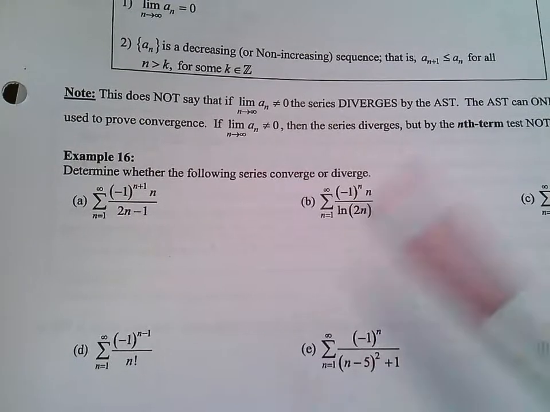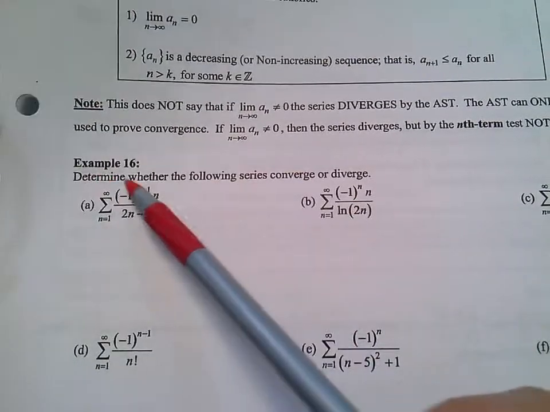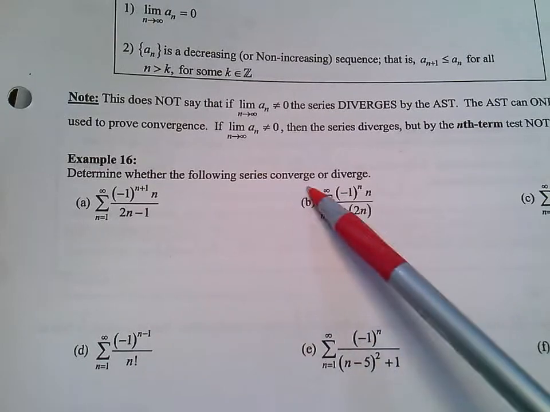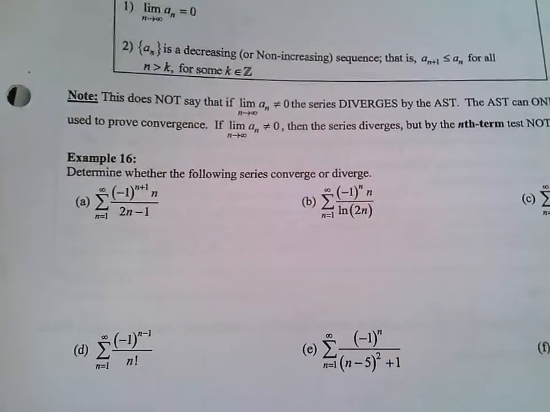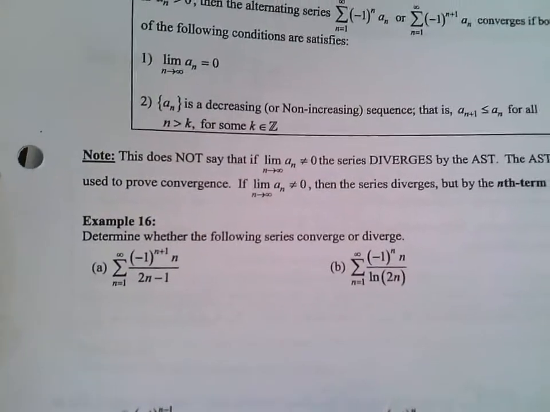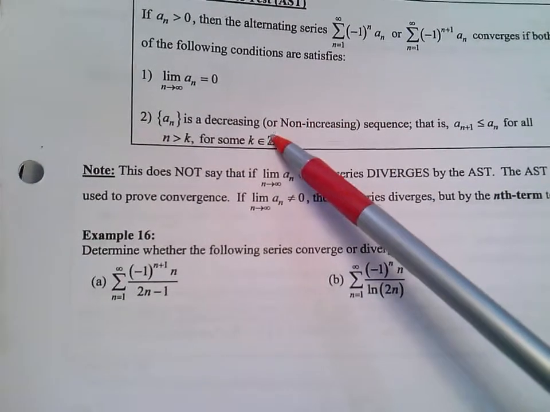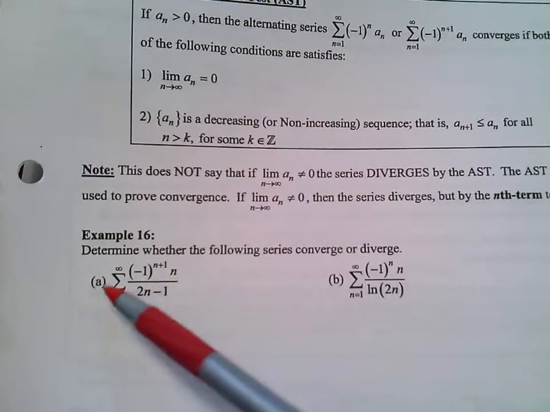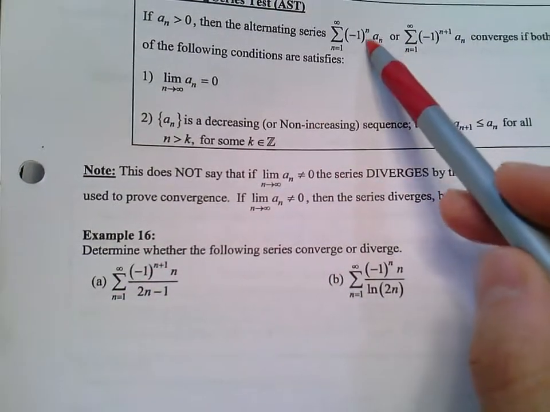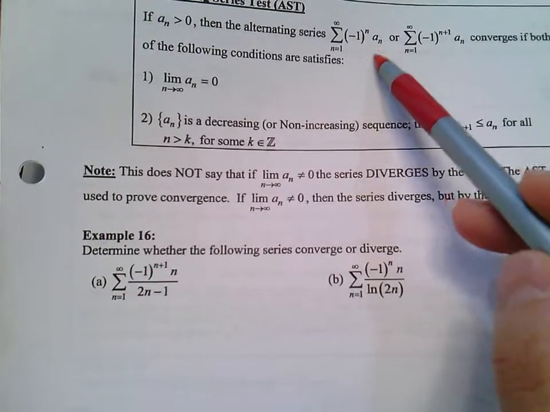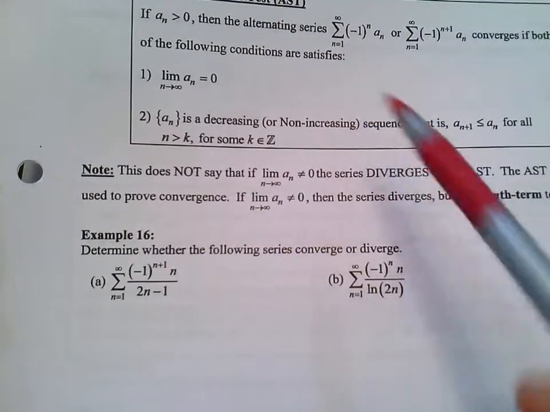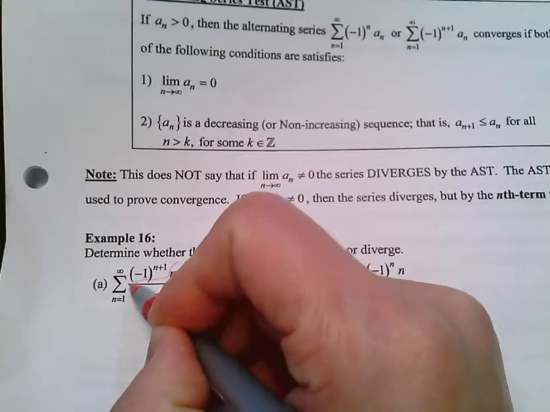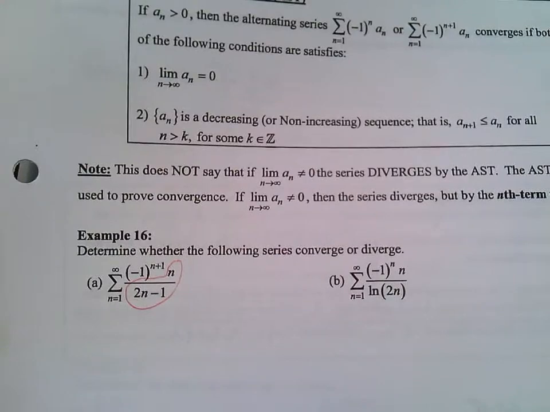So now let's try the next one. Example: determine whether the following series converge or diverge. Make sure these are the two conditions that should be satisfied to converge. The a sub n does not contain the negative. That's what I'm saying. So this is my a sub n. You have to exclude the negative sign from the a sub n. So this is my a sub n.